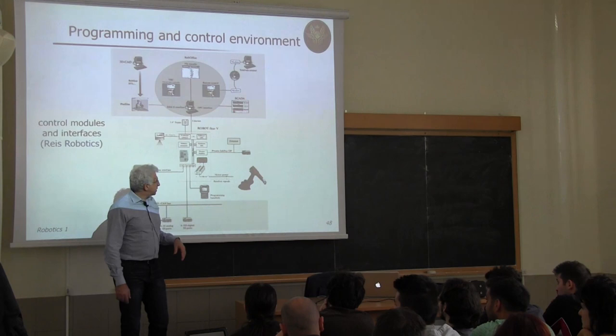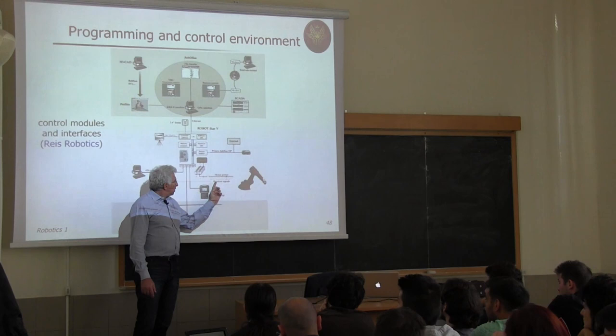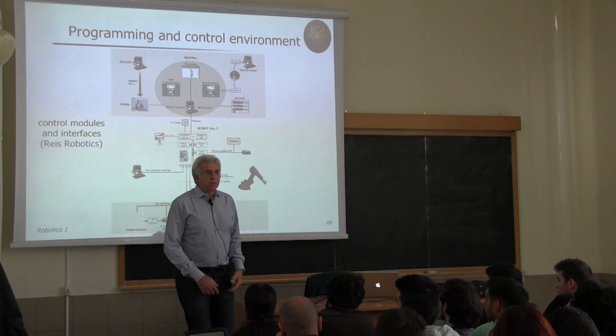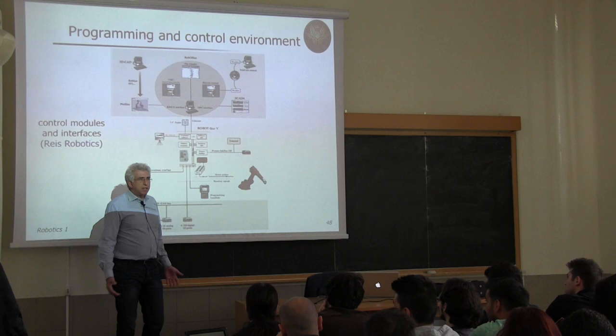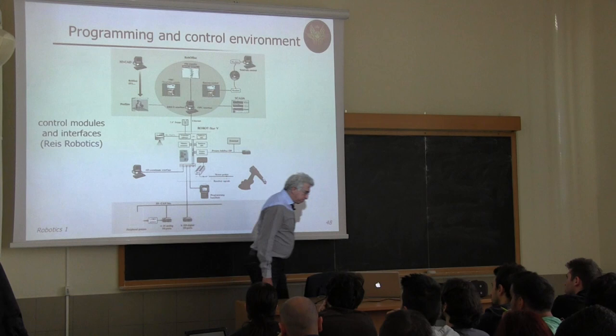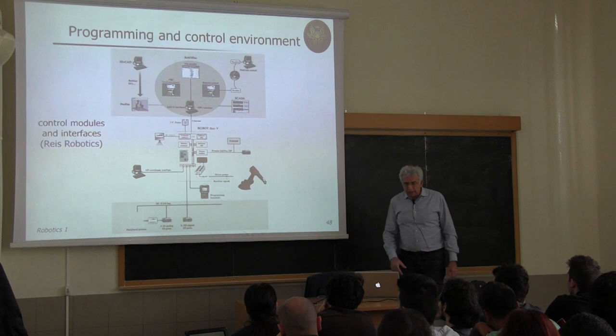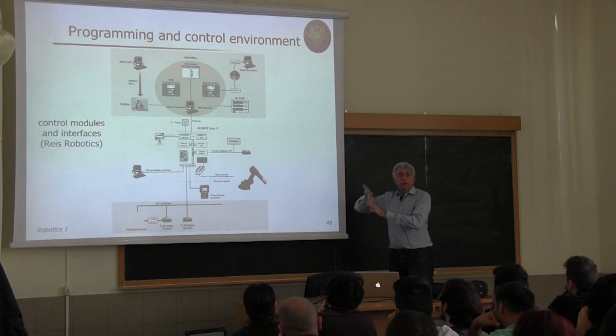In this case, this is a relatively old robot which uses resolvers for measuring angular position. Nowadays, this solution is almost gone, and most robots use optical encoders with high resolution, 16 bits or 32 bits for representing 360 degrees. Okay, so this is the whole programming and control architecture. It's just an example. There are variations, but I like this slide because it contains more or less all that you need.